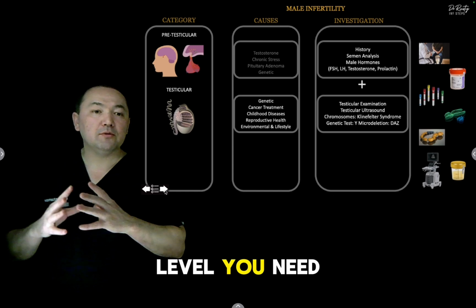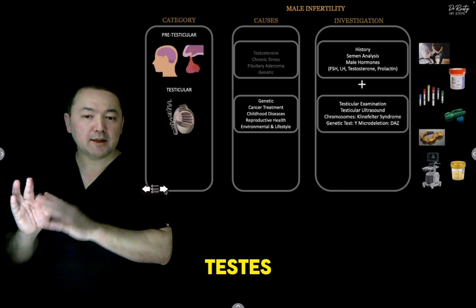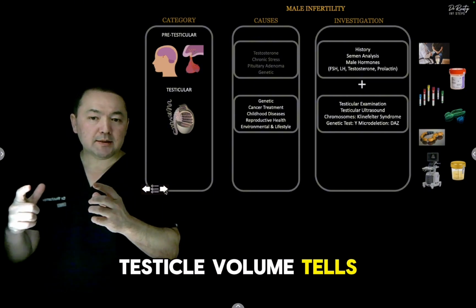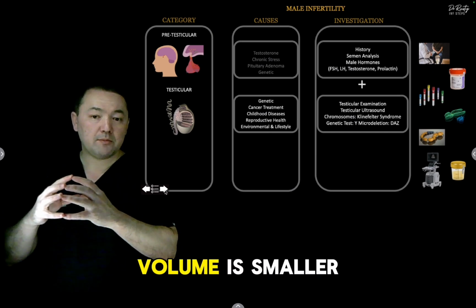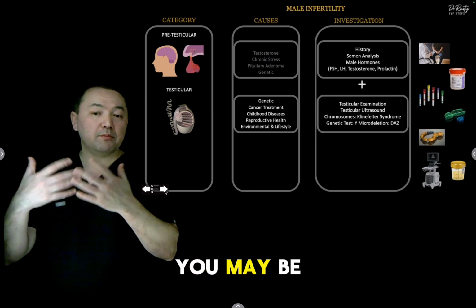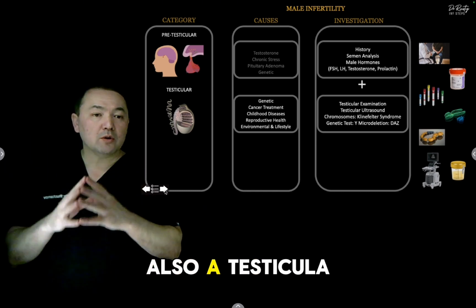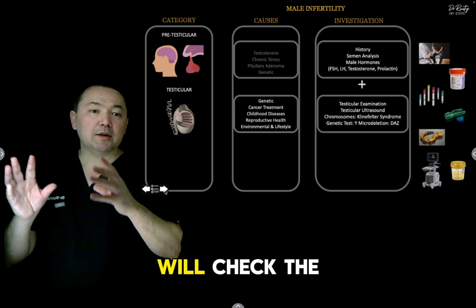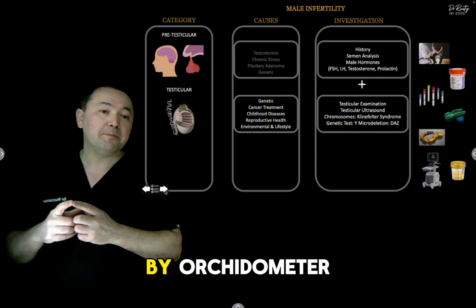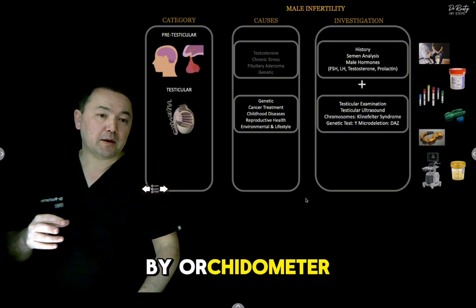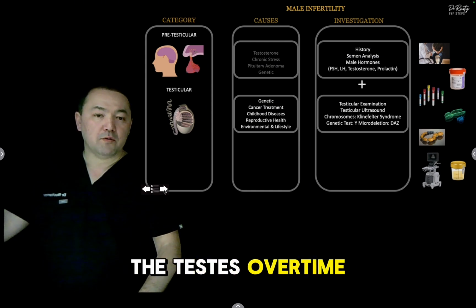Also at this level, you need to have a testicular examination to check the volume and consistency of the testes. Testicular volume tells if you are running out of stem cells in your testes. If your testicular volume is smaller, that indicates that you may be running out of stem cells in the testes. Also a pelvic ultrasound scan will check the volume of the testes, and also testicular volume is measured by an orchidometer, and then you can monitor the volume of the testes over time.